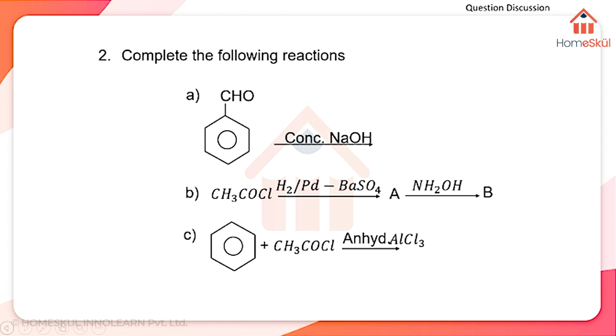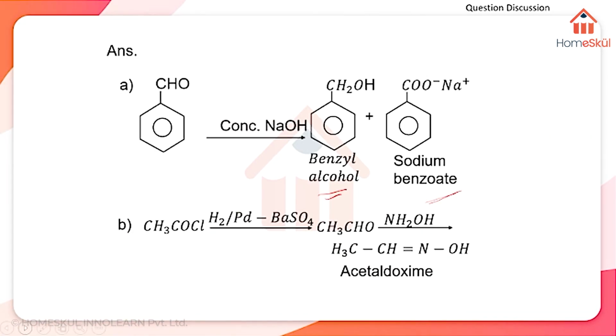Similarly, another question: CH3COCl, acetyl chloride, treated with hydrogen in the presence of palladium on barium sulfate. It's a reduction. We get a product A, which on treatment with NH2OH gives product B. Let us look at this reaction. CH3COCl, that is acetyl chloride, when treated with hydrogen in the presence of palladium and barium sulfate, the COCl gets reduced to CHO. That is, you get acetaldehyde, CH3CHO, which when treated with NH2OH gives acetaldoxime.